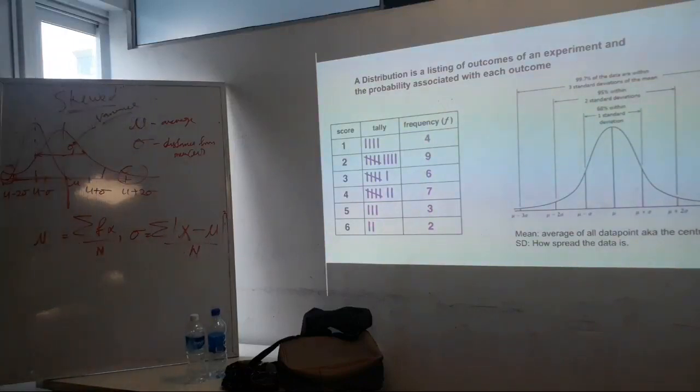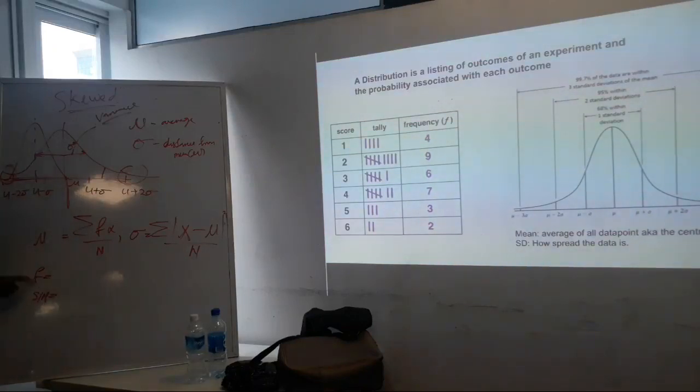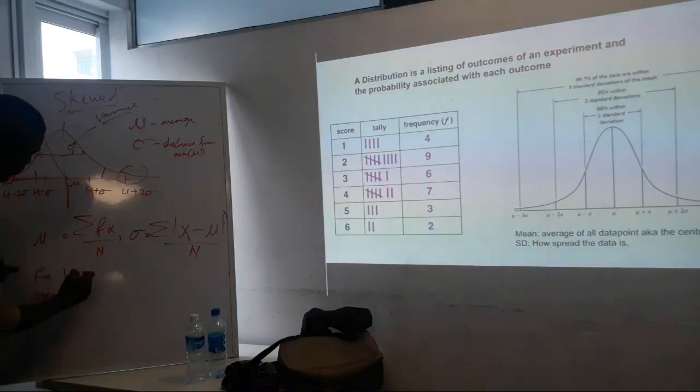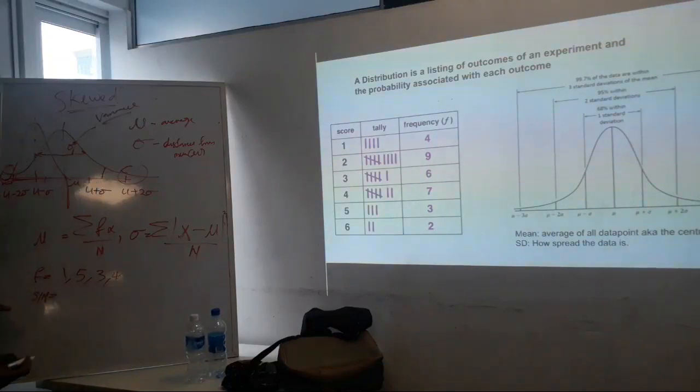So let's just do some. Let's say this is our frequency, the frequency of this one to have. Let's say it's 1, 3, 4. Then let's just continue. Let's say it is a dice. That would make sense.